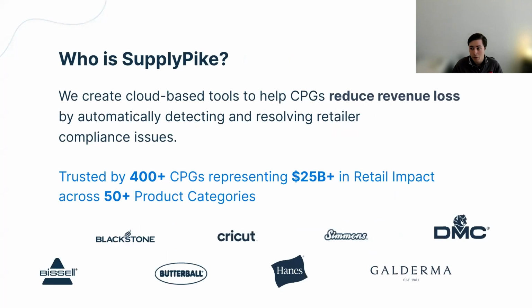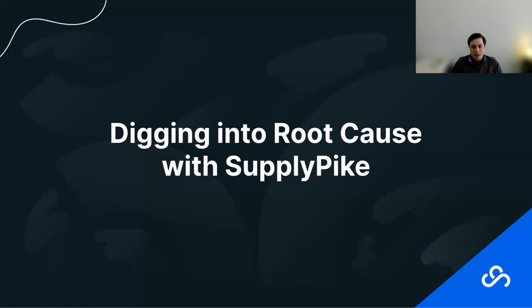First, obviously, who is SupplyPike? We're a cloud-based tool to help CPGs reduce revenue loss by automatically detecting and resolving retailer compliance issues. Going along with what we're going to talk about today in root cause, we also want to help with the get better piece, in terms of our motto of get paid and get better. We want to make sure suppliers are not only getting paid for the deductions charged to them, but also getting better over time in reducing those deductions as a whole, which could really help improve cash flow, not only now but later. So that is us at SupplyPike.